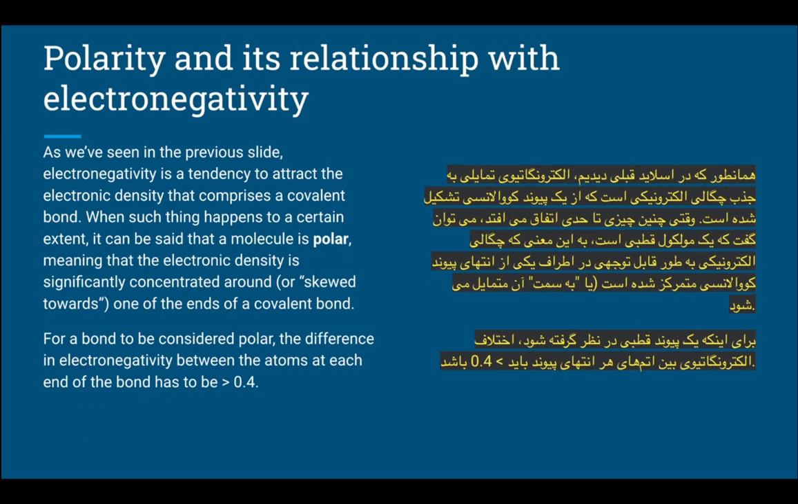Now we'll be talking about polarity and its relationship with electronegativity. So as we just saw in the previous slide, electronegativity is a tendency to attract the electronic density that comprises a covalent bond. When such things happen to a certain extent, it can be said that a molecule is polar, meaning that the electronic density is significantly concentrated around one of the ends of a covalent bond. For a bond to be considered polar, the difference in electronegativity between the atoms at each end of the bond has to be less than 4/10, or 0.4.